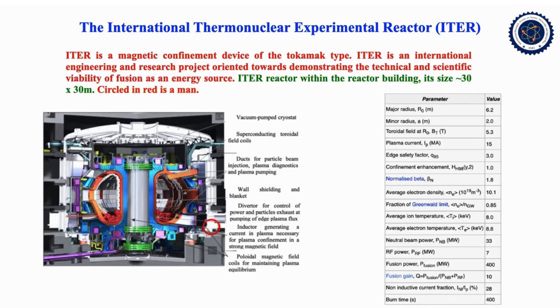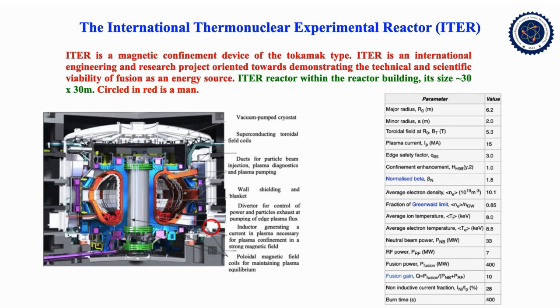Here I show the parameters of ITER. ITER, the International Thermonuclear Experimental Reactor, is the biggest reactor under construction in Europe, in Cadarache, France. As you can see on the left, the red circle gives the proportion between a human person, having the size of the diameter of this circle, and the size of the machine.